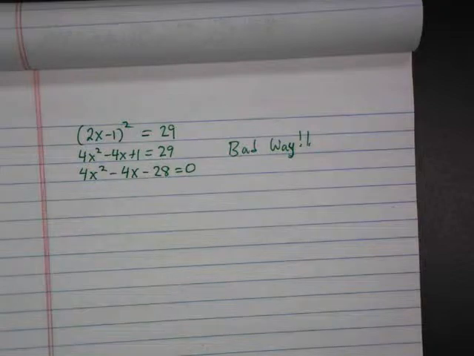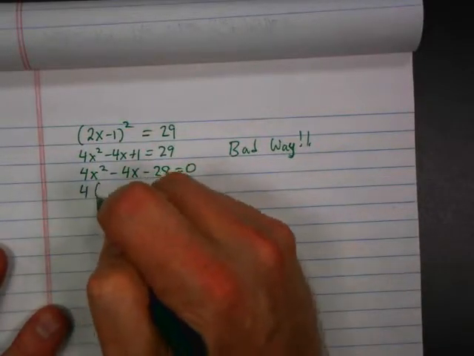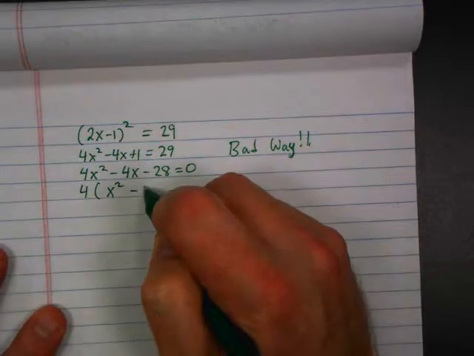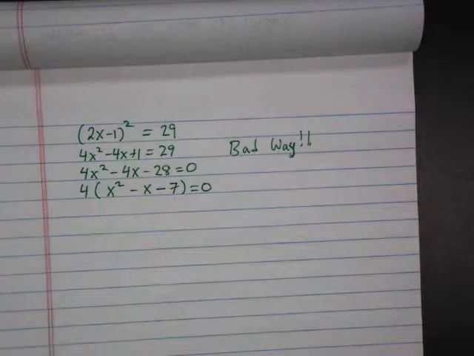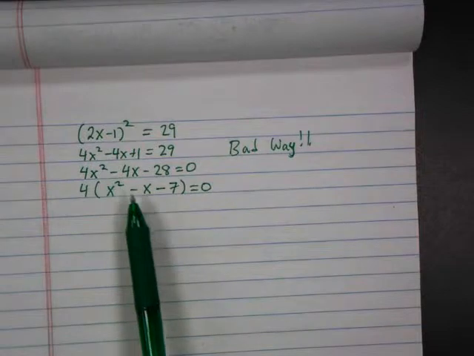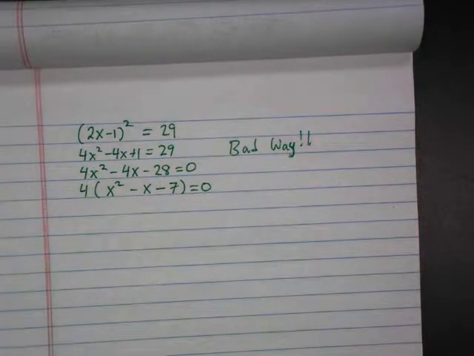Now, can we factor? When I say the word factor, the first thing you should think of is GCF. Is there a GCF? 4. So I take the 4 out. I'm left with x squared minus x minus 7 equals 0. In order to be able to solve, we need to factor more. Can we factor x squared minus x minus 7? No. So what does that mean?